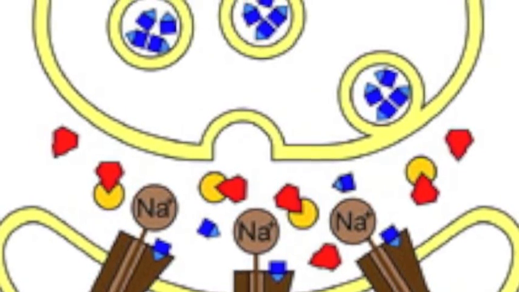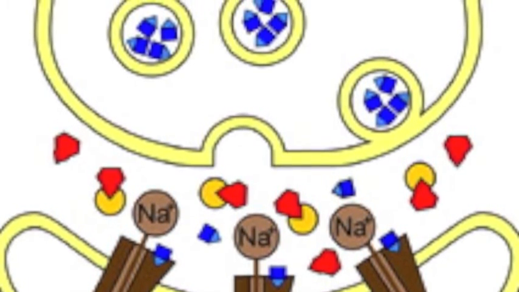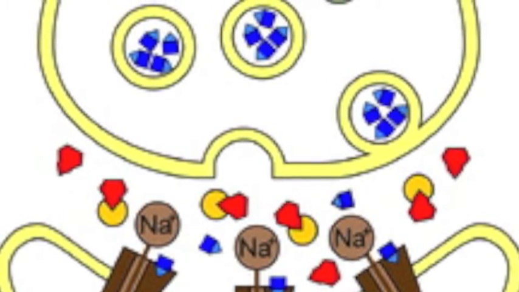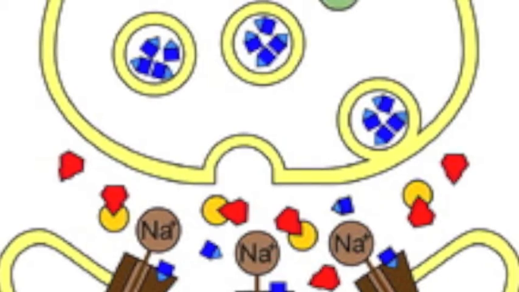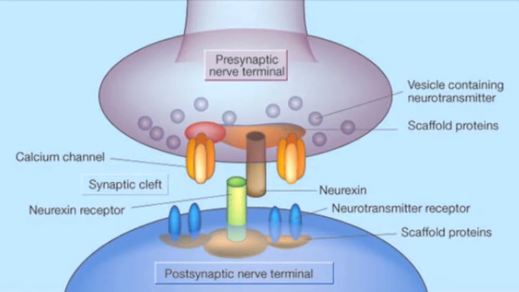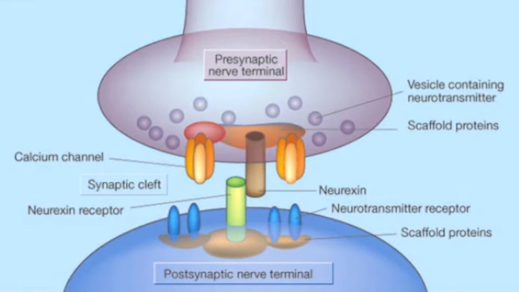Neurotransmitter binds with postsynaptic receptors. The neurotransmitter diffuses across the synaptic cleft and binds with the receptor proteins on the postsynaptic membrane. Different proteins are receptors for different neurotransmitters. The postsynaptic membrane is excited or inhibited.